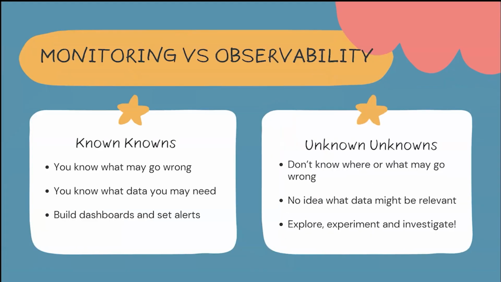When we are talking about observability, of course, we also have to talk about monitoring so that we understand the difference. For me, monitoring is all about known knowns, and observability is about unknown unknowns. With monitoring, you know what may go wrong, which is why you create alerts and dashboards so that you can monitor. With observability, you don't know where or what may go wrong, which is why you want to build a lot of logs and traces in place, so that whenever something goes wrong, you have something available for you.